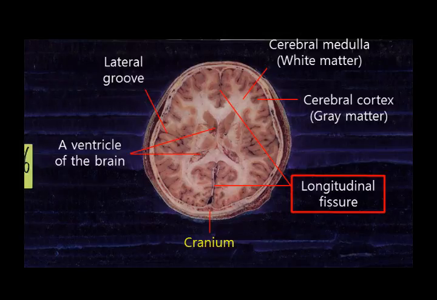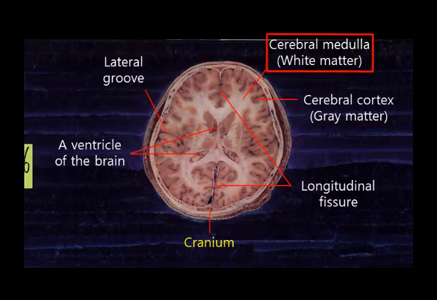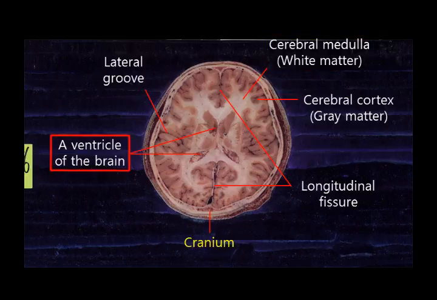Meanwhile, the cerebrum is formed of the cerebral cortex and cerebral medulla. The dark cerebral cortex is called the gray matter, and the light cerebral medulla is called the white matter. In the cerebrum, there is a space which contains cerebrospinal fluid, and this is called the ventricle.